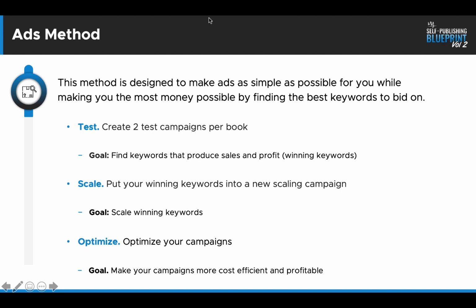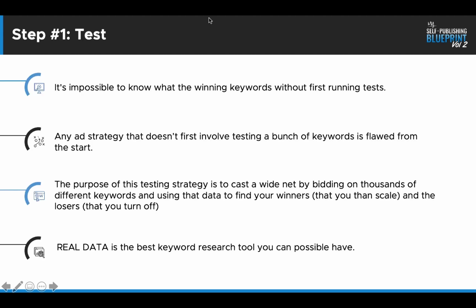And then the last step is optimize. We're going to optimize your campaigns. Make sure your campaigns are more cost effective and profitable. So test, scale, and optimize. Those are the 3 steps that we're using here. So step 1 is testing.